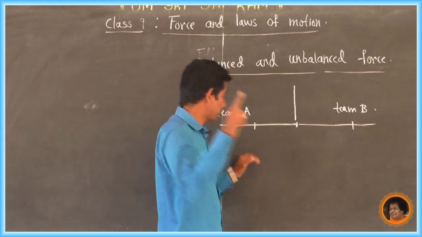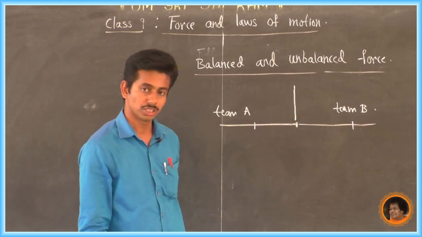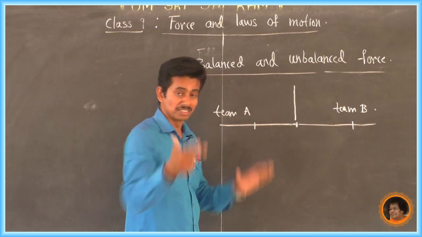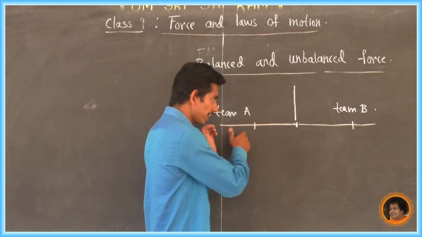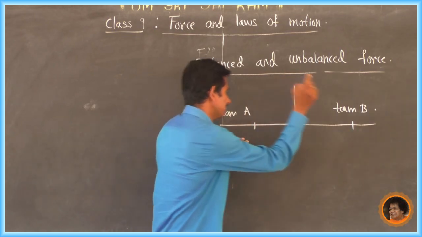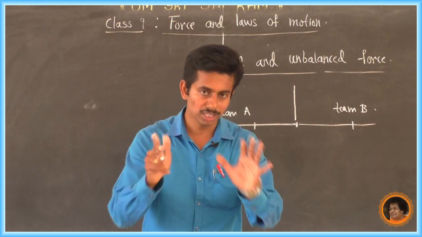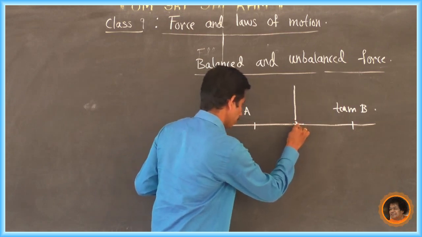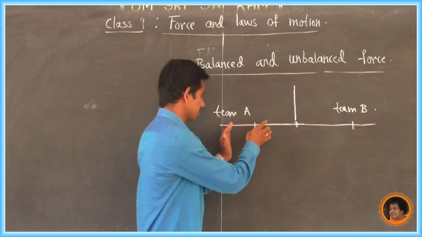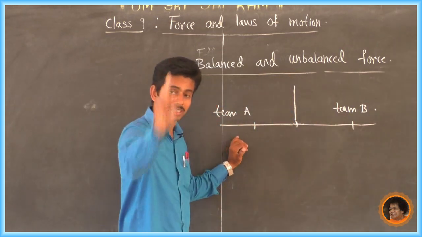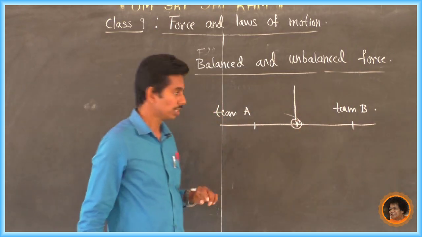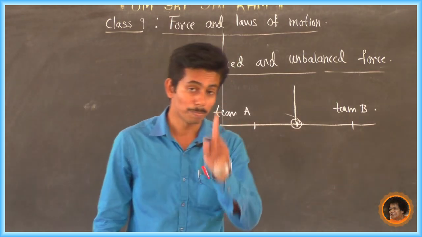If two teams are pulling the rope in a tug of war match, and both teams apply the same amount of force, what results? If the force applied by team A is equal to the force applied by team B, does the position of the rope change, or does it remain the same? It remains the same. Why? Because the force applied by team A is equal to the force applied by team B. Equal amounts of force are applied, so the position of the rope remains the same. That is an example of balanced force.